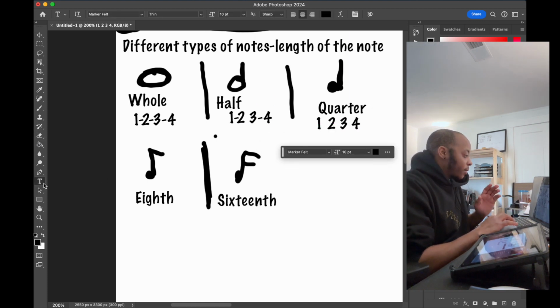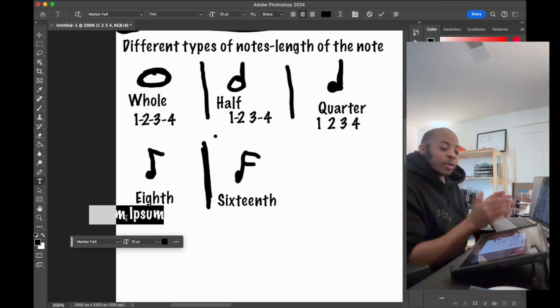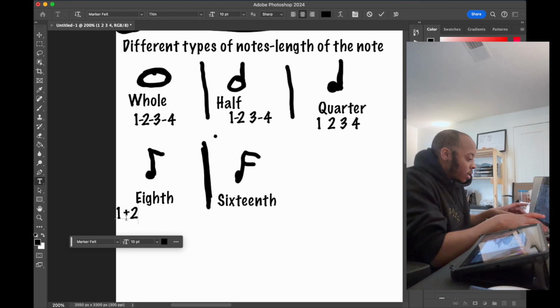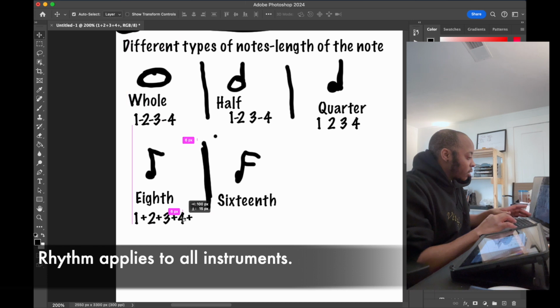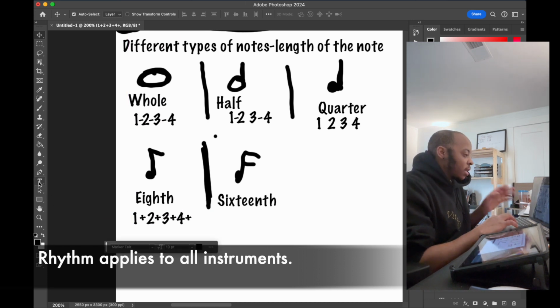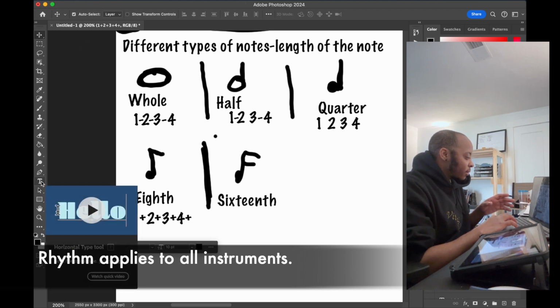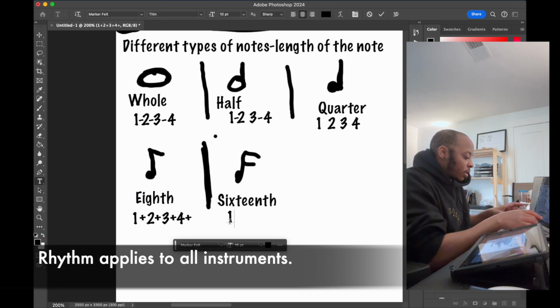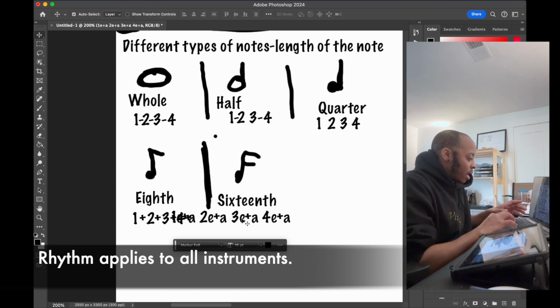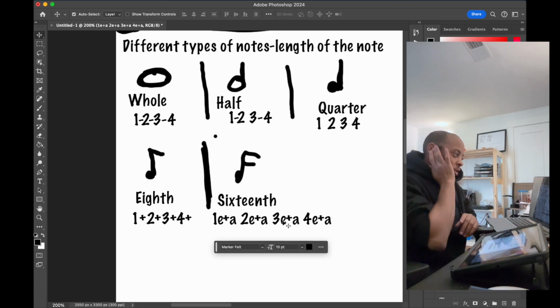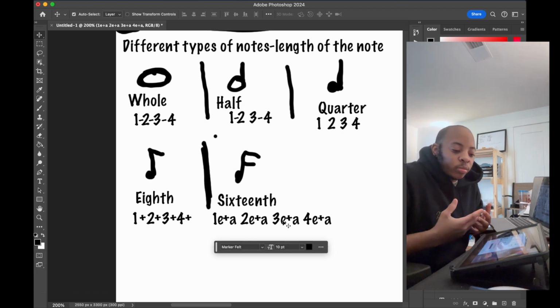Then we have the eighth: one and two and three and four and. For the sixteenth: one-e-and, two-e-and, three-e-and, four-e-and. I'll get more into the nitty-gritty of that part. So that's the different types of notes, the lengths of the notes, and how to break them down.